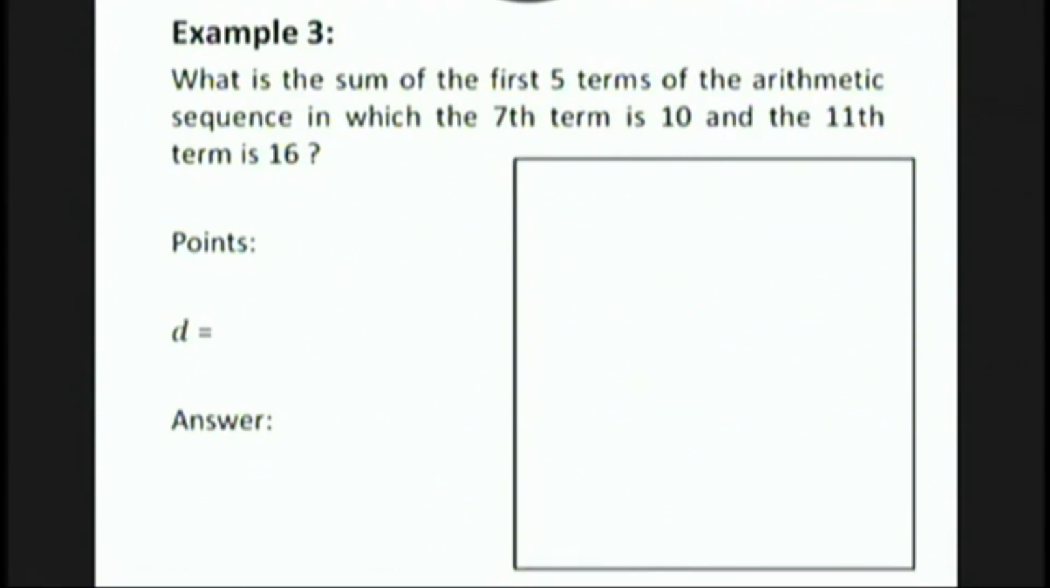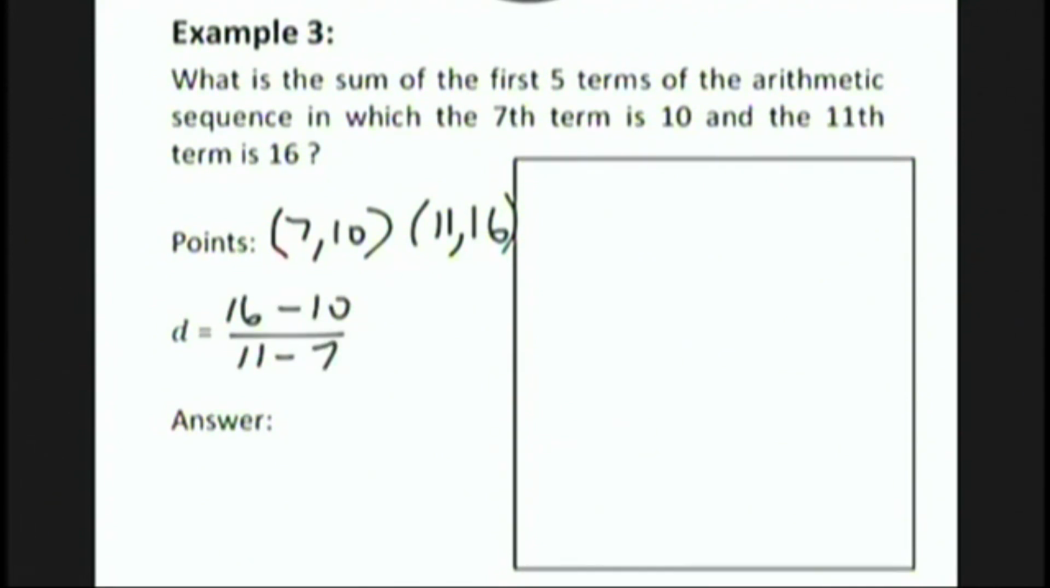Okay, let's try another example. What is the sum of the first 5 terms of the arithmetic sequence in which the 7th term is 10 and the 11th term is 16? All right, let's start by writing down the 2 points. Well, we have the 7th term is 10, so that gives us the point 7, 10, and the 11th term is 16. So we have the point 11, 16. The common difference d is just the slope of the line passing through these 2 points, which is 6 over 4, or 3 halves.